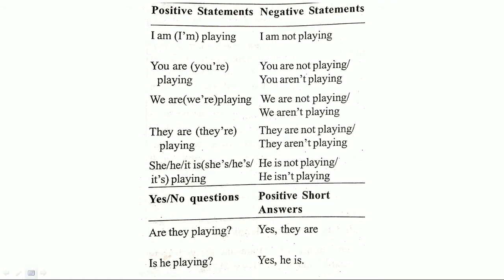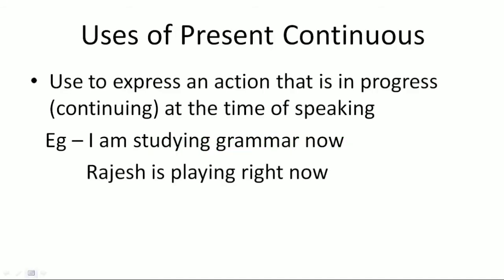Then questions: are they playing? If we change "they are playing" into a question, we have to put the auxiliary at the beginning and change it into "are they playing?" Yes, the answer is they are playing, or they are. Or he is playing; the question is "is he playing?" Yes, he is. These are yes or no questions. Then we can understand what the uses of present continuous tense are.